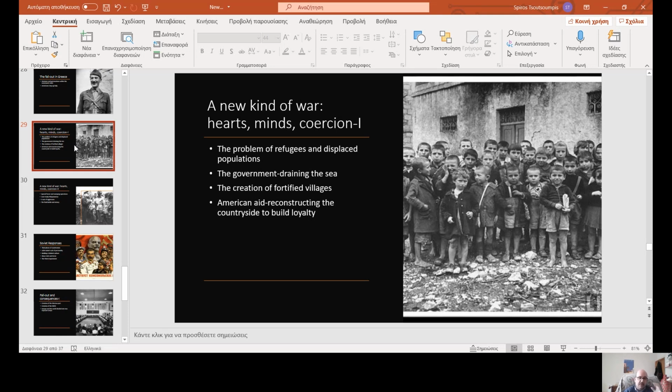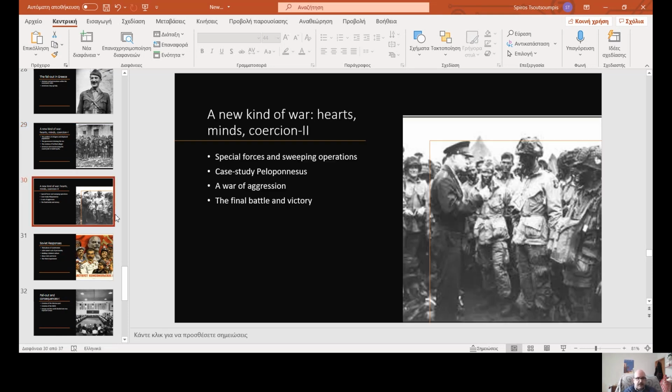So peasants are moved from the mountain villages to lowland fortified villages where they are surveilled and supervised by the government forces. At the same time, the government does not only suppress and victimize the peasantry, but they also use the American aid to reconstruct infrastructure in the countryside and thus to generate loyalty among the peasants.